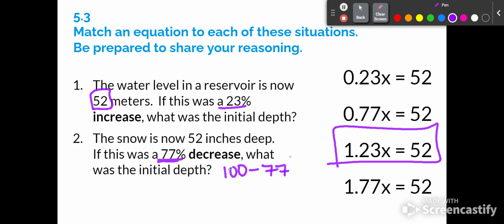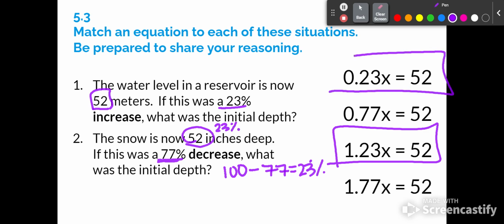So 100% minus 77% is the 23%, which means that this represents 23% of what it was originally, right? So that would be this one. 23% of the original is going to be 52. I was trying to think of the answers. The answer is going to be bigger, and this is bigger. We're good, because this is more. This would be less. So there you go.